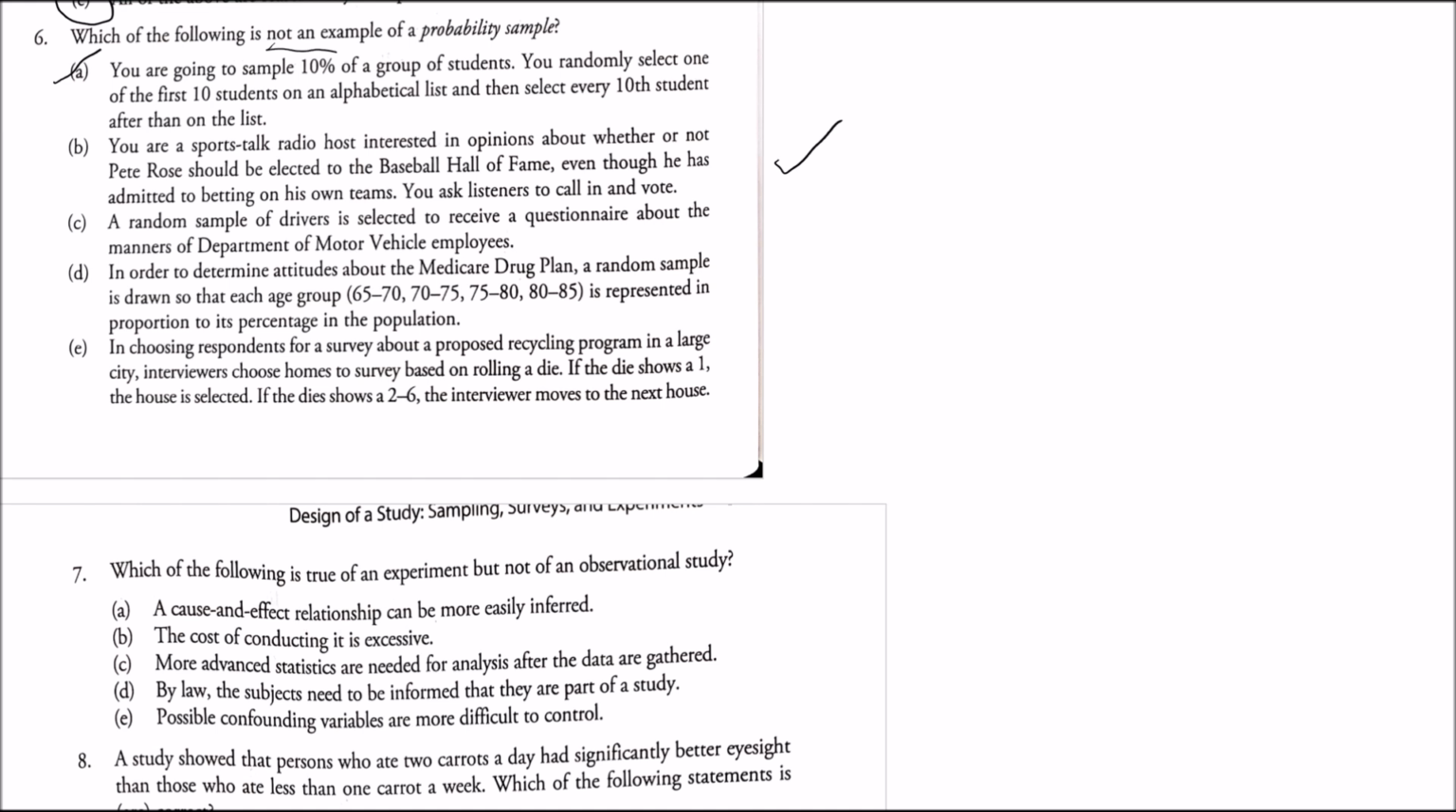A random sample of drivers is selected to receive a questionnaire about the manners of Department of Motor Vehicle employees. Again, a random sample is selected, so this might be like a simple random sample, so it can't be that one. In order to determine attitudes about the Medicare drug plan, a random sample is drawn so each age group is represented, so that's a probability sample. And choosing respondents for a survey in a large city, interviewers choose homes to survey based on rolling a die, so that's based on chance. All right, so it's got to be B.